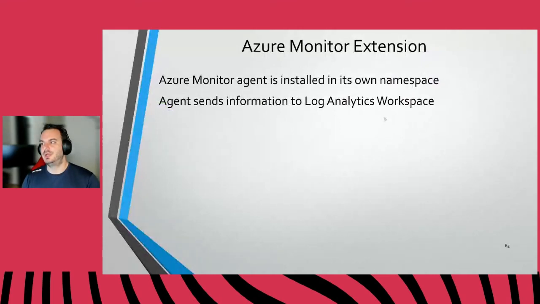And the last extension is the Azure Monitor extension. By now we have the deployments, we have the secrets, and now you want to know what's going on in our cluster and also with our applications. So we use Azure Monitor because we also use this in the cloud. And the Azure Monitor extension installs the Azure Monitor agent in its own namespace, so it's separated from everything else. And once the agent is installed, it starts collecting log and metric information and then sends this information to a log analytics workspace.